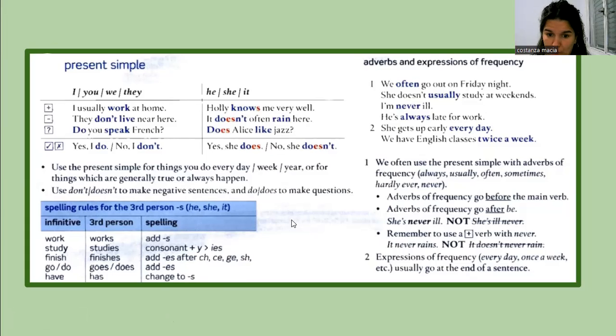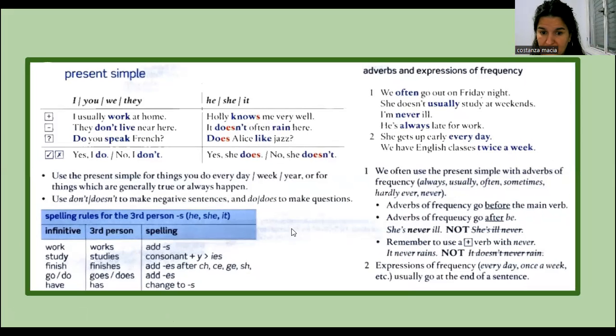Well, we have some spelling rules. As you're going to see in different videos, when we make plurals, when we make the simple past, when we add an S, the rules are quite similar. Look at this. Work, works. We only add an S. But study, studies. The Y changes into I because study has consonant Y.